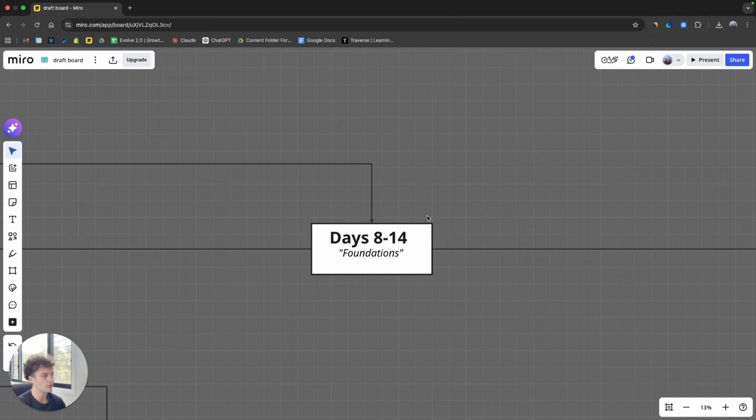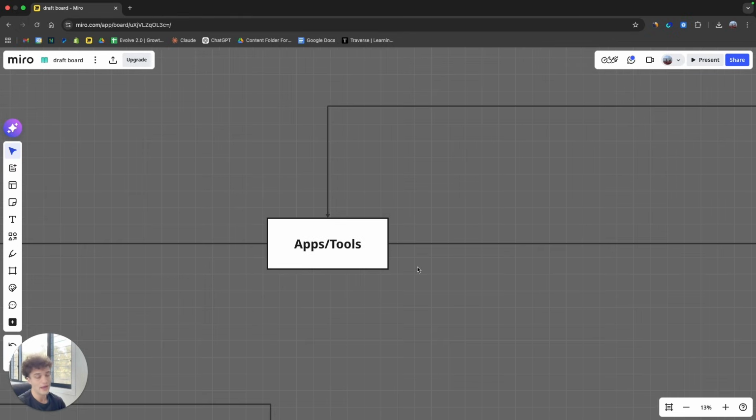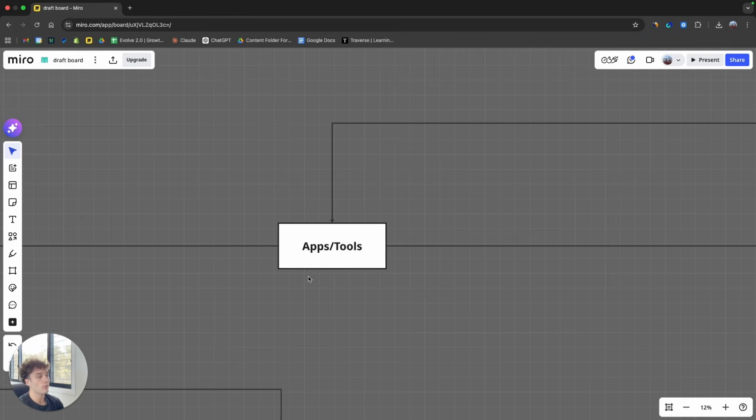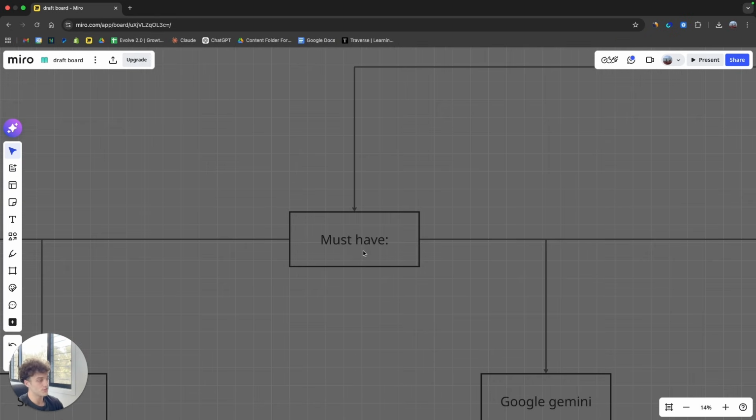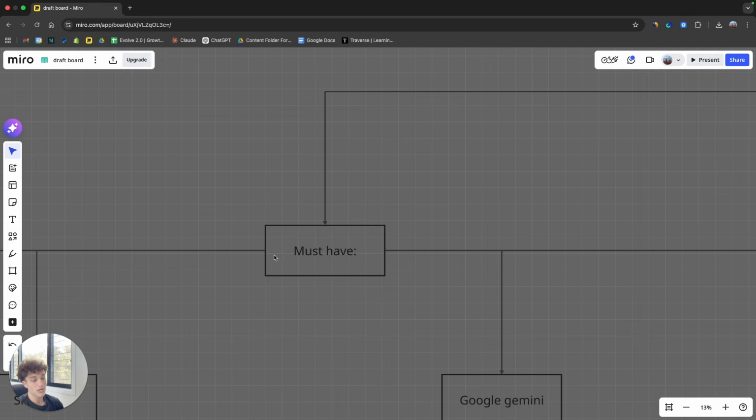If I move on now to days 8 to 14, this is going to be building the foundations. So every app, every tool I would use here is exactly that, because we don't have a crazy income coming in at the moment. So we want to allocate our budgets wisely. So this is going to be my must-have tools.